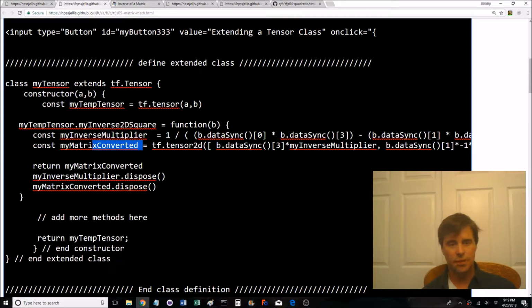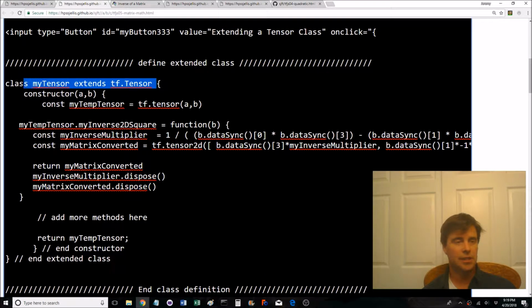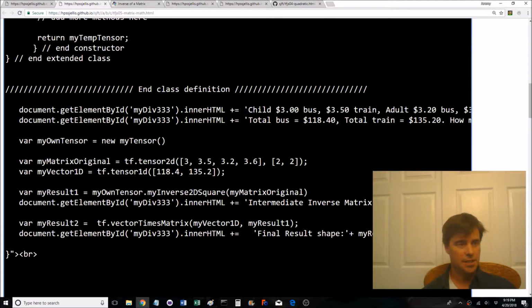The matrix converted is a 2D matrix where you're multiplying stuff. So this is solving it. It's returning the matrix converted, and then I've got the dispose function going on there. That's just a side note. It's class definitions, so it'll be a little bit different defining it. Instead of tf.tensor, we're actually writing new myTensor. Not even sure if I have to write the new. Remember, we normally do tf.tensor with a small letter.